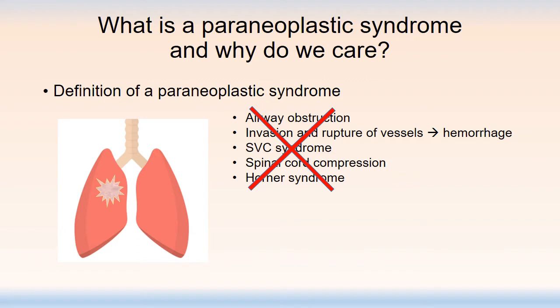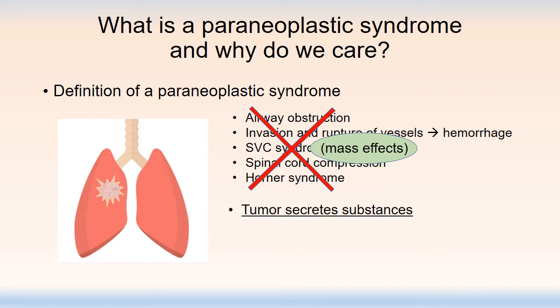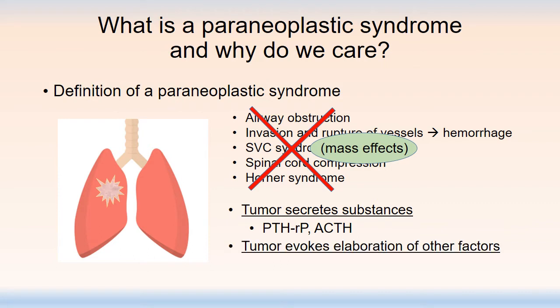But none of these are paraneoplastic syndromes because these are all the result of mass effect of the tumor, either compressing or growing into structures. What a paraneoplastic syndrome is defined by is when either a tumor secretes a substance, such as parathyroid hormone-related protein, or ACTH, or when a tumor induces or evokes the elaboration of other factors like autoantibodies or cytokines. These define paraneoplastic syndromes.